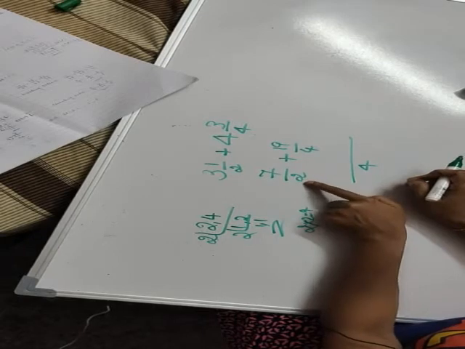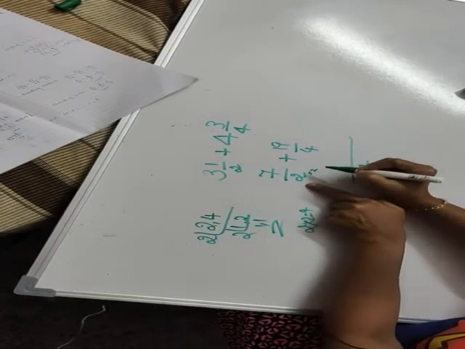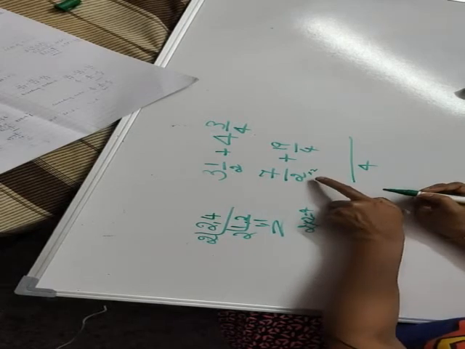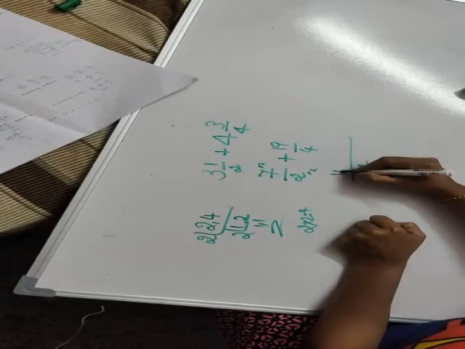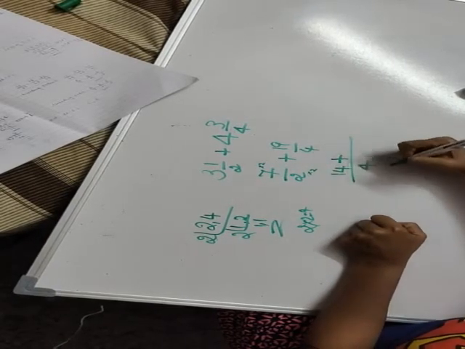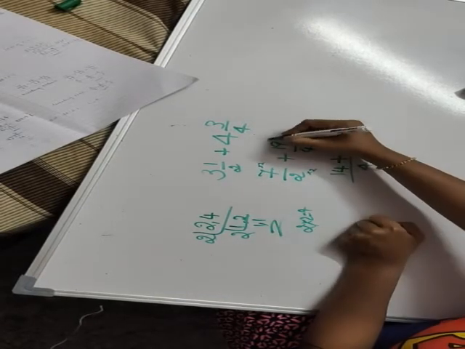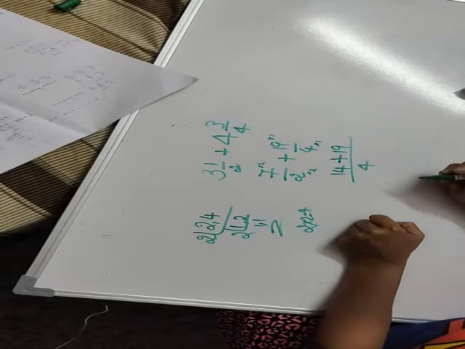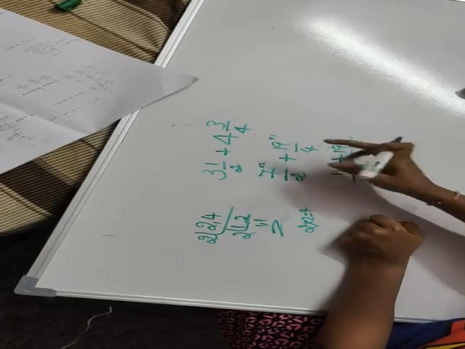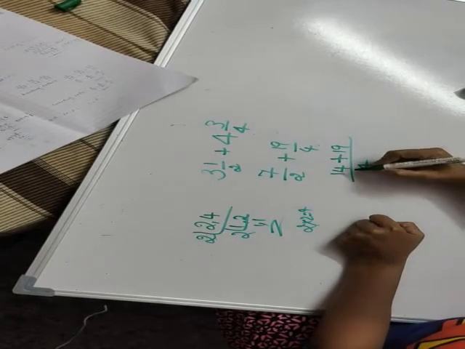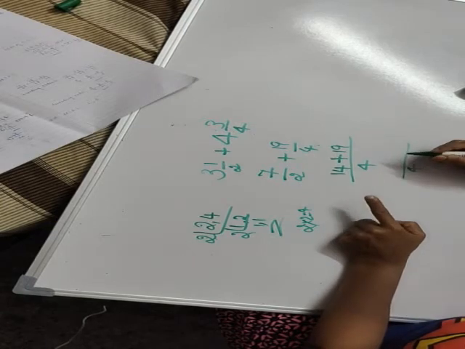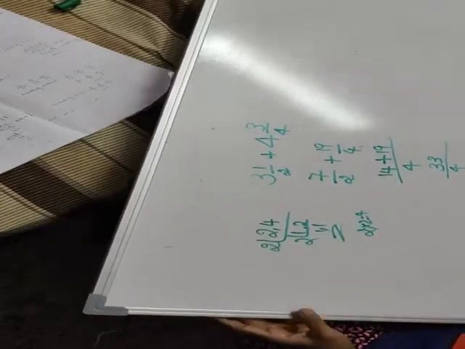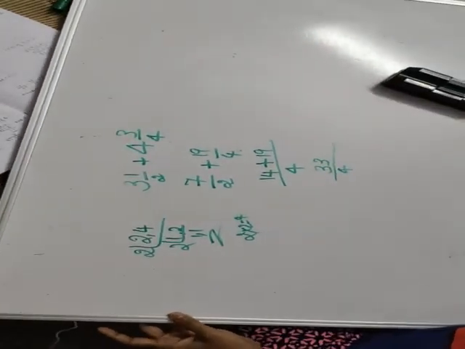Here 2 is there. 2 times how much is 4? You can write in pencil here and rub it out afterwards. 2 twos are 4. This 2 I have to multiply up also. So 7 twos are how much? 7 twos are 14. Okay. 4 times how much is 4? 4 ones are 4, so 19 ones are 19. It's easy. Afterwards you can rub this out. So 14 plus 19 is 33. Is it correct? 33 by 4.